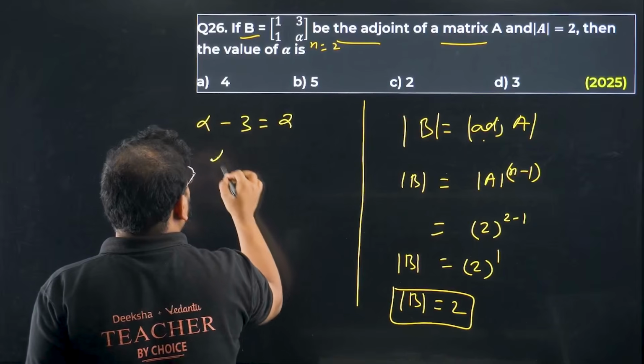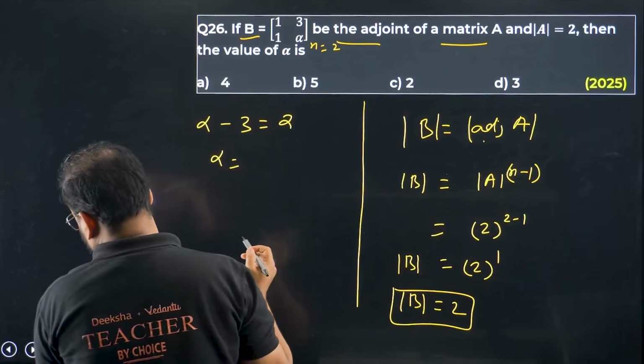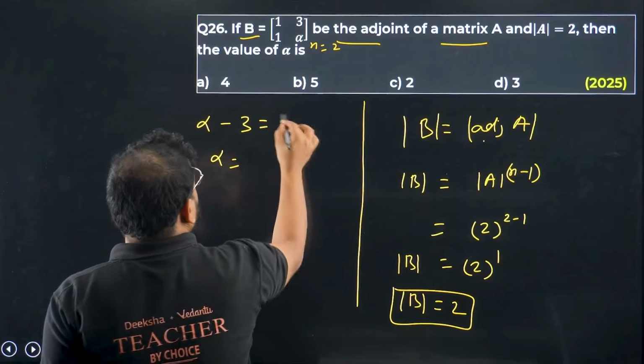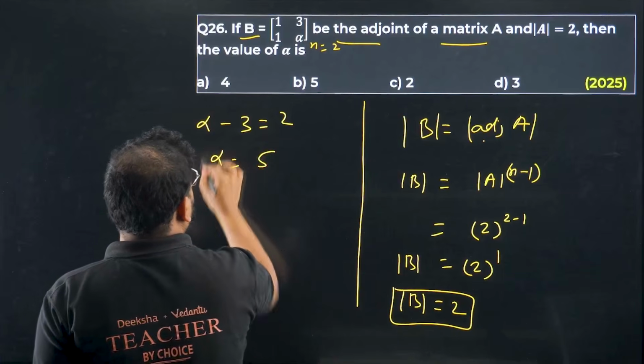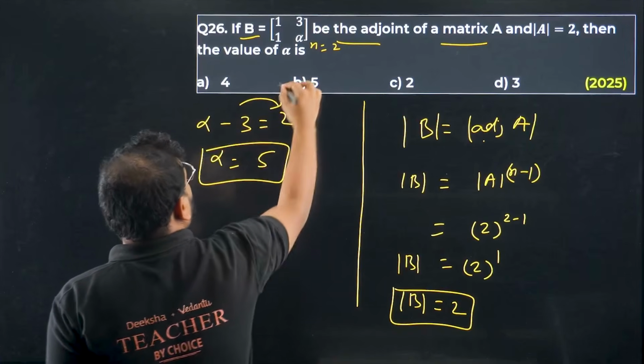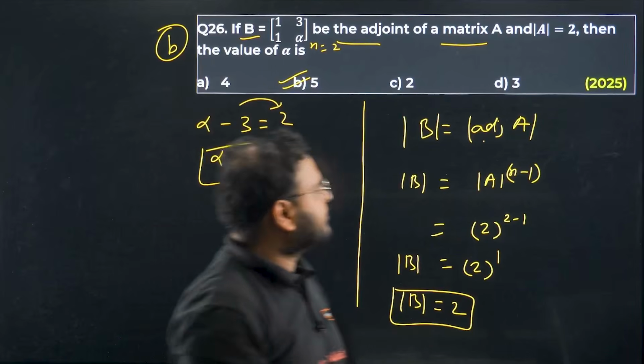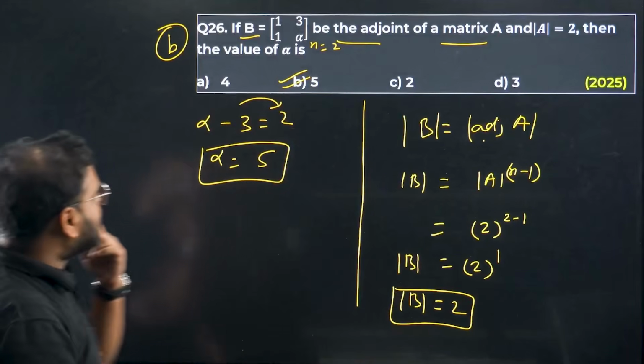It means alpha equals, looks like alpha only here, so let me just change that. This is 2, 5. Alpha is 3 plus 2. So option B is correct. 5. Option B is correct. Have a look, 26th, option B is correct.